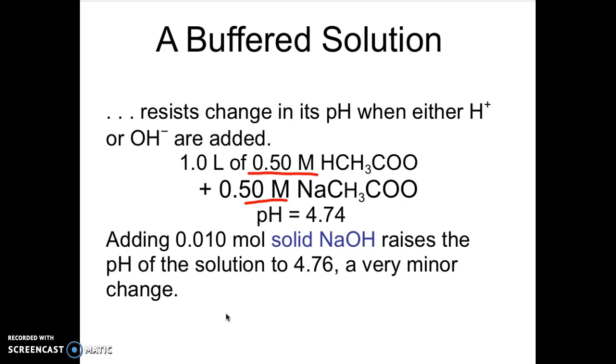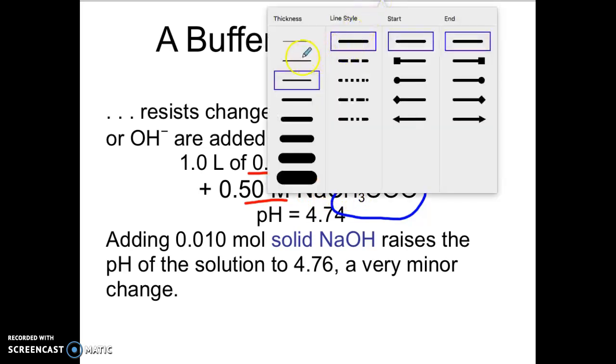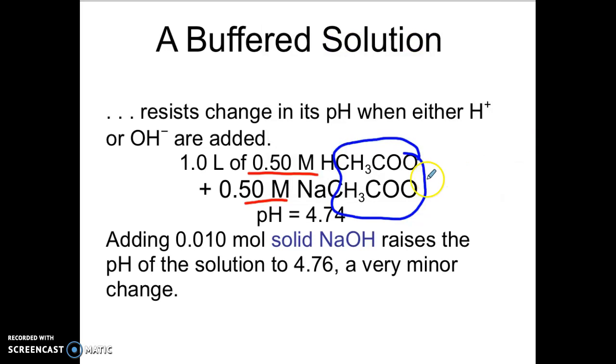And you can see in this slide here, when we take a look at the common ion, it is the acetate ion here. You've got acetic acid and you've got sodium acetate. So that's the common ion for this buffer solution here. And when you add either an acid or a base, the pH changes very, very minorly. That's because of this ratio of a weak acid to its conjugate in this example.